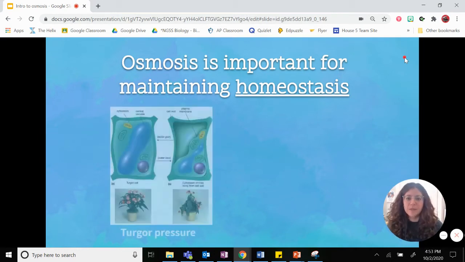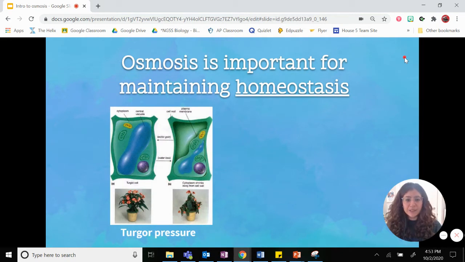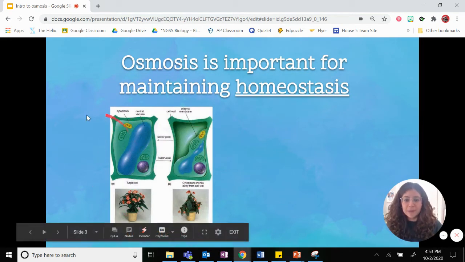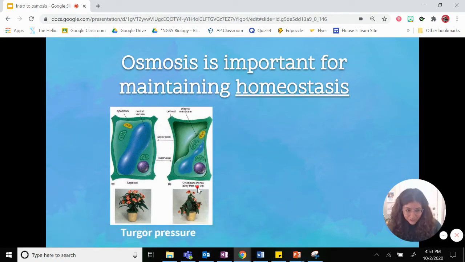Two examples of this would be in plants. Osmosis is actually responsible for keeping plants upright. So if you've ever forgotten to water a houseplant and it started to droop and look sad, it's because water is moving out of the plant cells by osmosis, and so they're getting kind of sad and wrinkled up. But if you water the plant again, water will go back into the plant cells by osmosis, and they'll plump up, and they'll be a nice, happy plant.